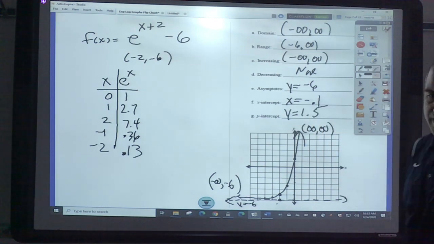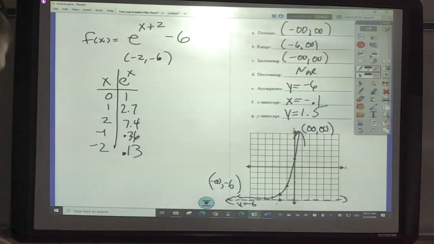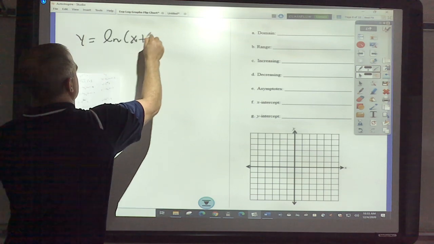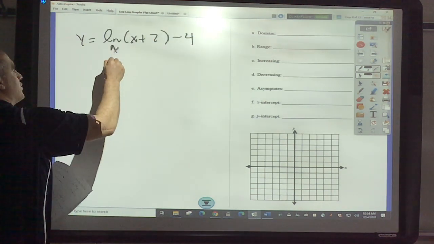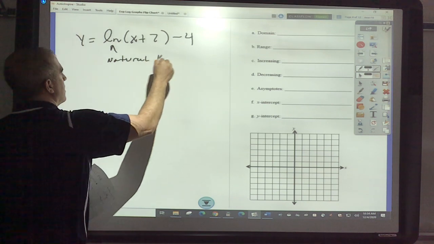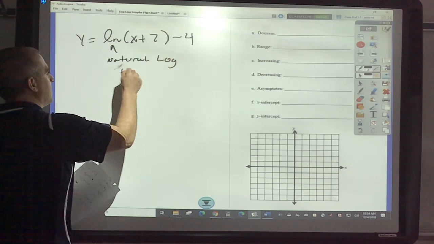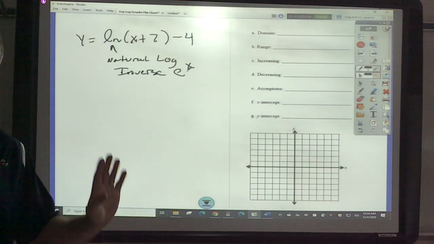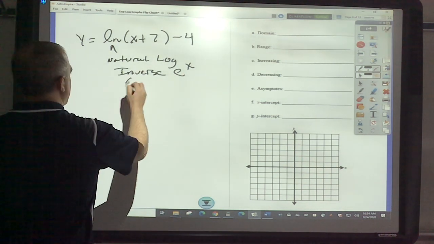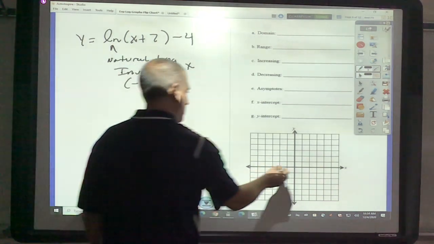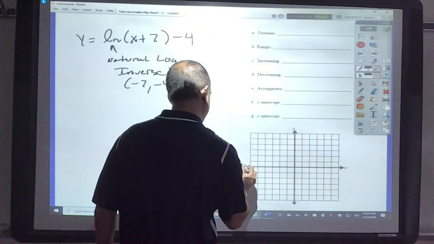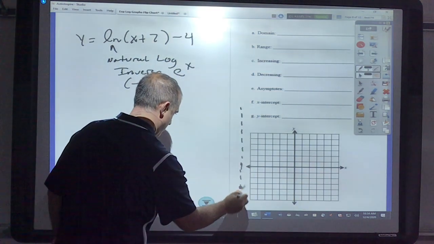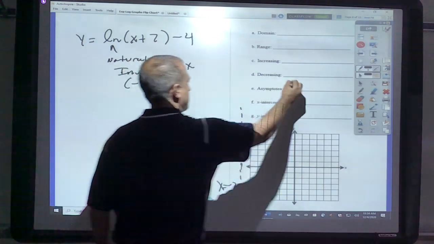Okay, now let's talk about how you do that with something called the natural log. Okay, this is called the natural log. Okay, its inverse is with the e to the x. Okay, so when you see this, okay, my anchor point is still -7, -4. 1, 2, 3, 4, 5, 6, 7. 1, 2, 3, and 4, okay? So that'd be the line x equals -7.